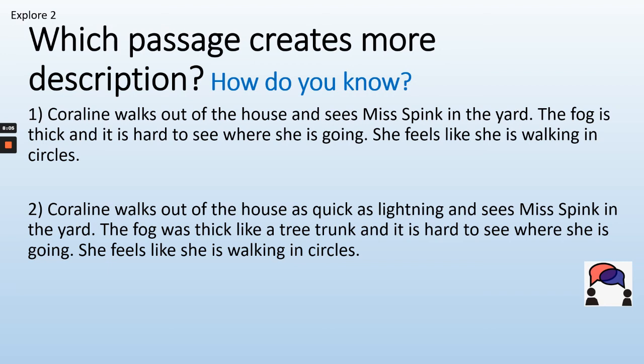Okay, you should have chosen number 2 because we have the similes there. Not just that she walks out the house, boring, she walks out the house as quick as lightning. And the fog, not just it's thick, the fog was thick like a tree trunk. So that's how thick it was. It was really hard to see through it. So it's just adding more description and detail.